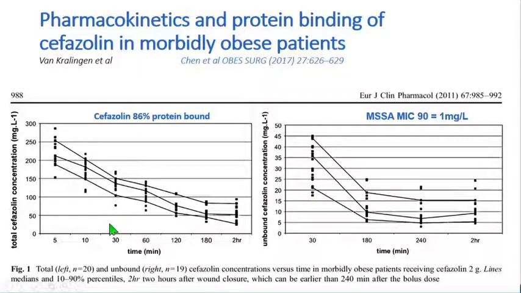Now, as I mentioned, cefazolin is only effective in the unbound form. So when you look at publications focusing on measuring unbound cefazolin concentrations, you will notice that even after about 4 hours of surgery, the plasma concentrations are still above the minimal inhibitory concentration of 1 milligram per milliliter.